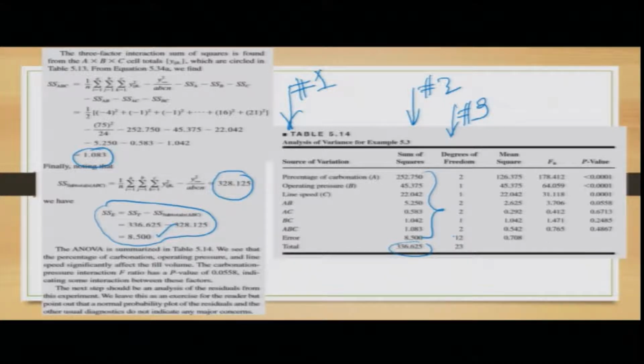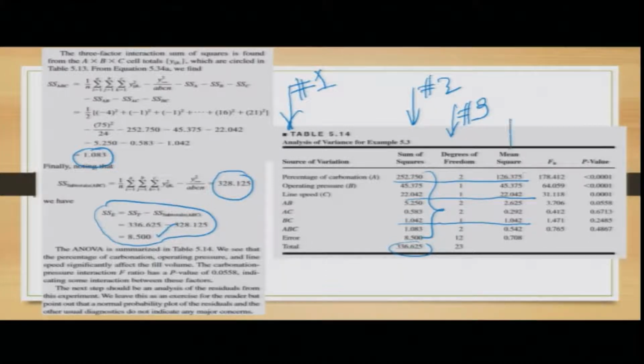Then you have the mean square, that means you divide column number 2 by column number 3. So, for example, you are taking this value. 1.042 divided by 1 comes out to be 1.042. Similarly 22.042 divided by 1 becomes 22.042. Then if you take, for example, 252.750 divided by 2, it comes out to be 126.375.